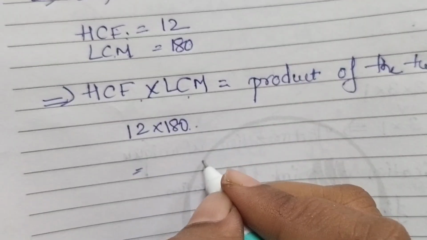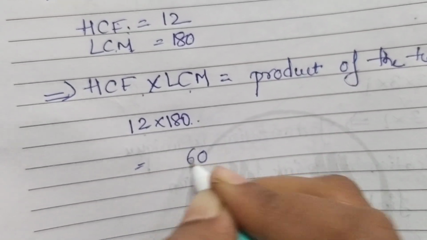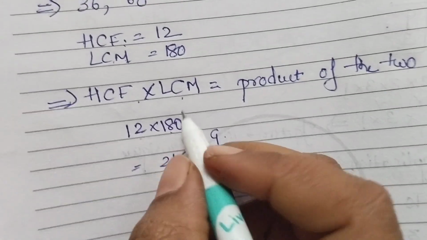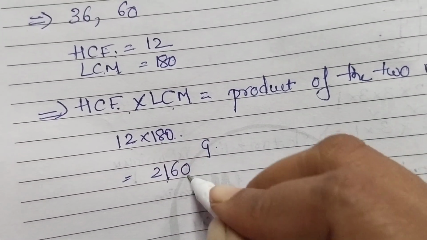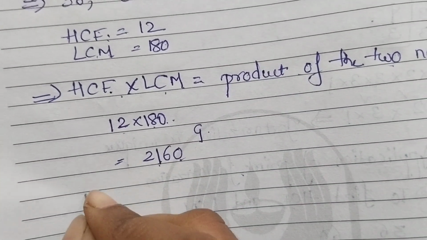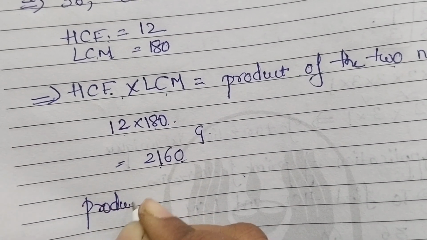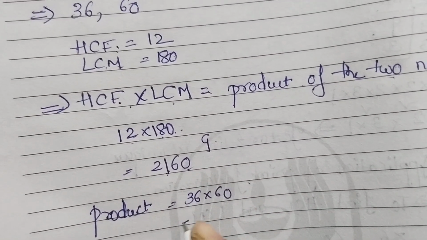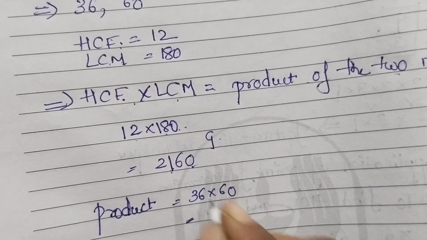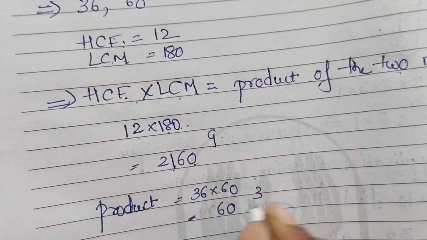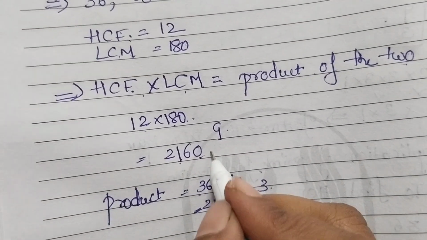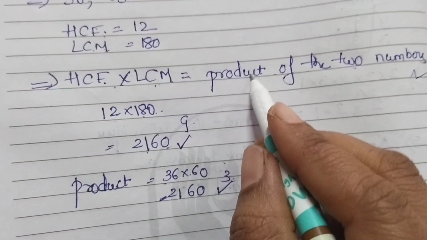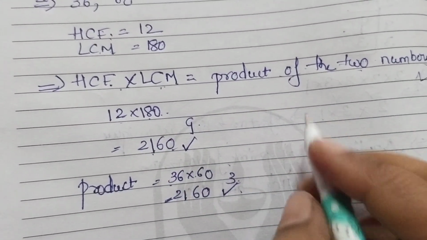Okay, 12 zeros are 0, 12 eights are 96, 12 ones are 12 plus 9, 2160. Okay, HCF into LCM is 2160. Now we need to find the product of the two numbers also, that is 36 into 60. 0 as usual, 6 6s are 36, 6 3s are 18 plus 3, 21. Right, both are same, right? So our formula is verified. HCF into LCM is equal to the product of two numbers. Very important formula.